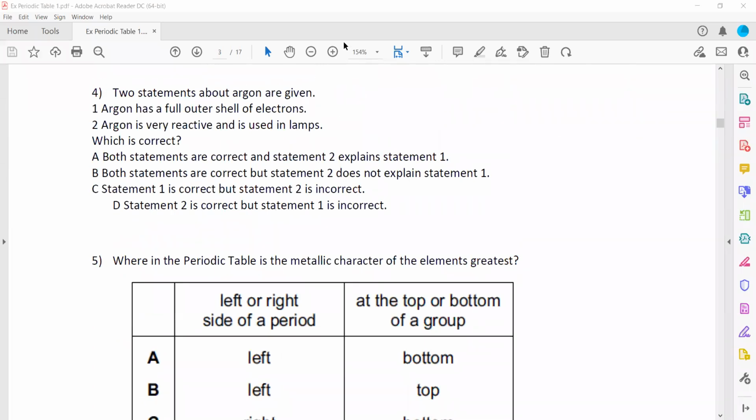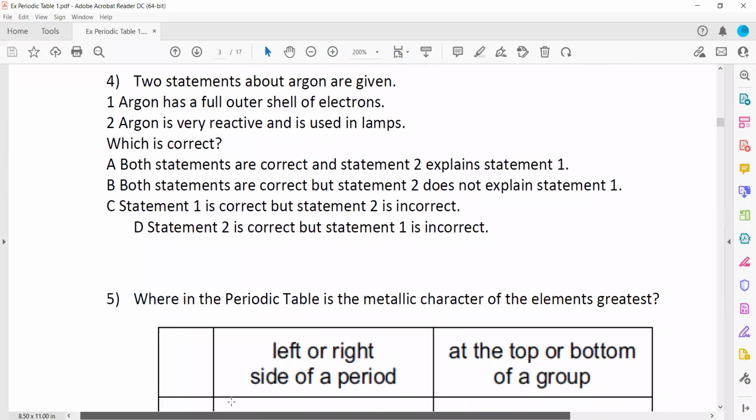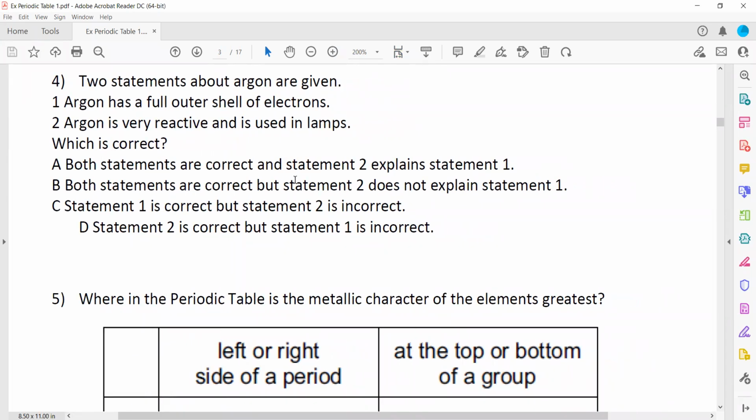Which two statements about argon are given? Argon has a full outer shell. Argon belongs to group 8, which we also call group 0. So it belongs to group 8, so it will have a full outer shell. That's statement 2. And group 8 elements are unreactive, but here it is written that it is very reactive.